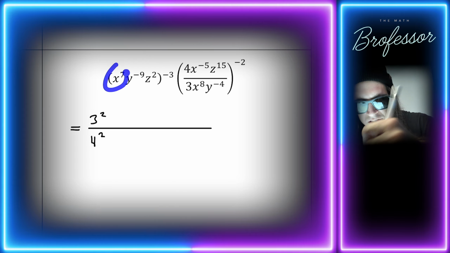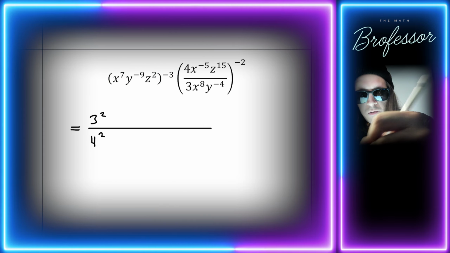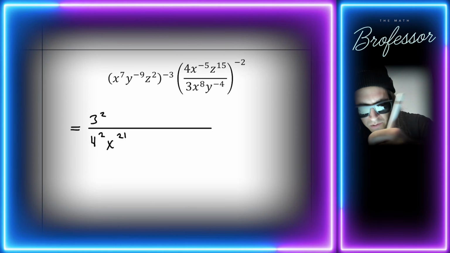All right, now let's go through this. Multiply those exponents. It's a -21. Negative meaning it needs to be a +21 on the bottom.